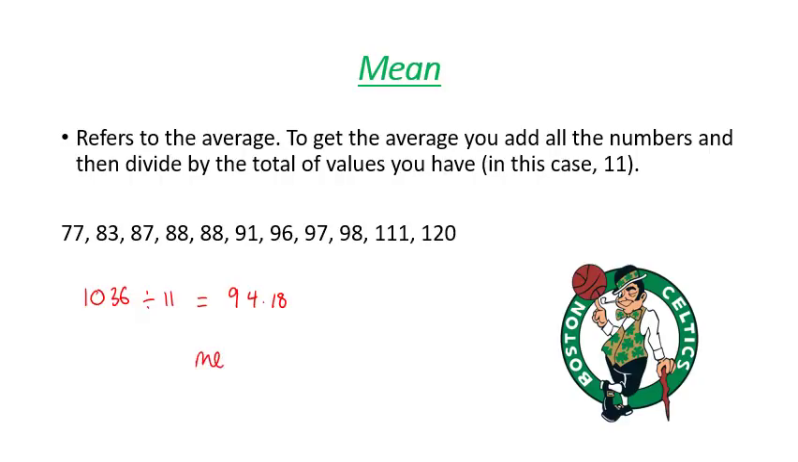So our mean value is going to be 94.18 points per game.